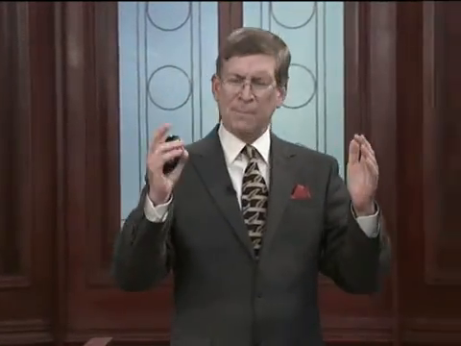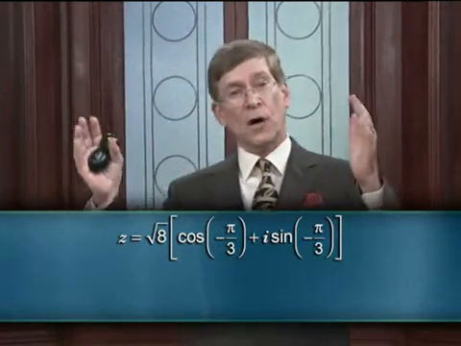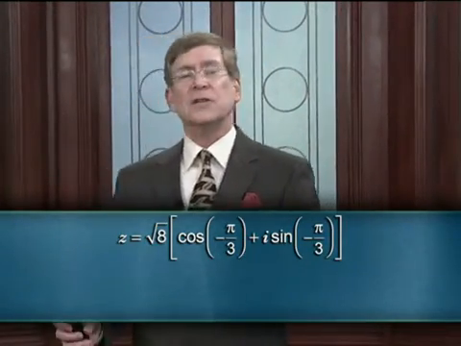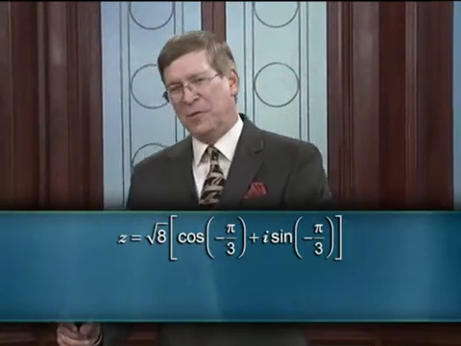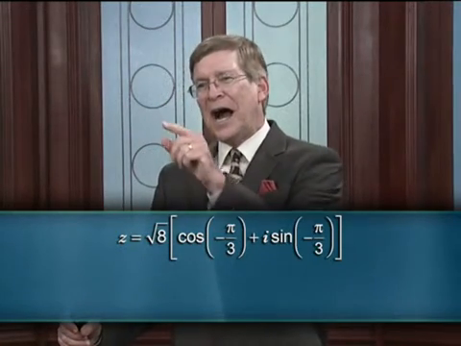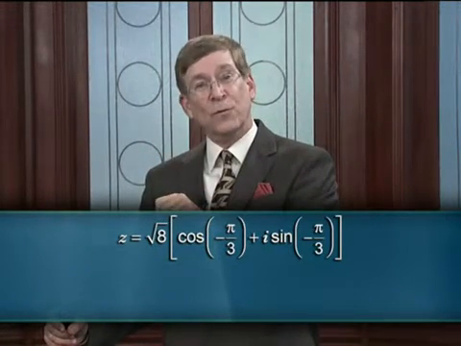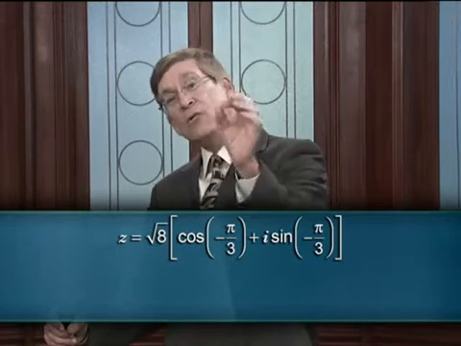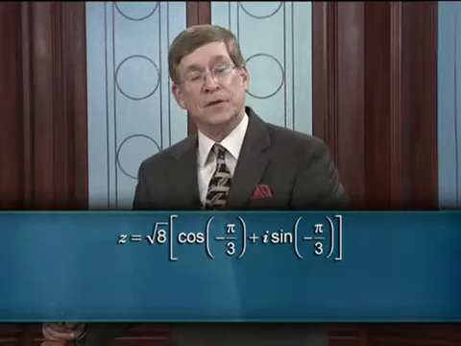Let's look now at a number that's already in trigonometric form and ask ourselves, what is the standard form of this complex number? Suppose the number is z equals square root of 8 times the quantity cosine of minus pi over 3 plus i sine of minus pi over 3. Notice how convenient this form is, by the way, before we do the arithmetic. I know the angle that this complex number makes with the positive x-axis, minus pi over 3. It's in the fourth quadrant. And I know how far from the origin this complex number is. It's square root of 8 units from the origin.